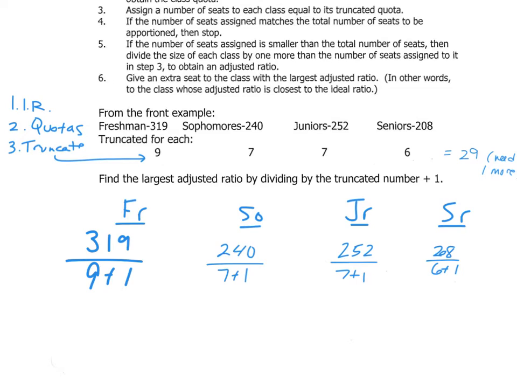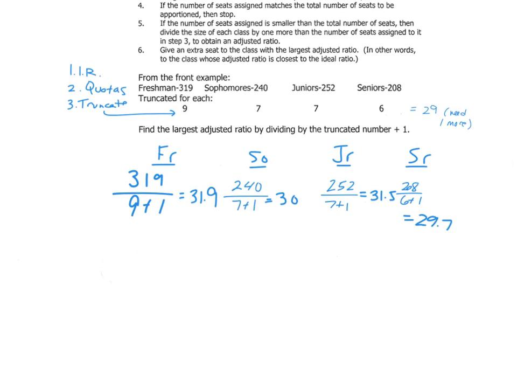Now in your calculator, make sure you either decide that this is 319 divided by 10 or use parentheses. Otherwise, what it'll do is divide by 9, give you an answer, and then add 1 to it, rather than dividing by 10. So here I get 31.9, 30, 31.5, and lastly 29.7.